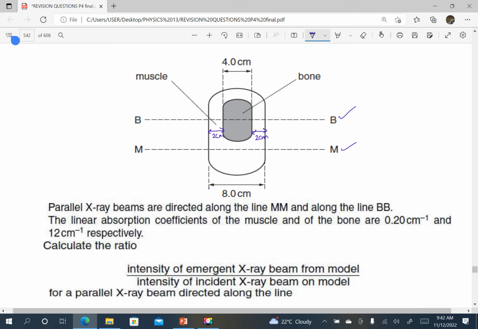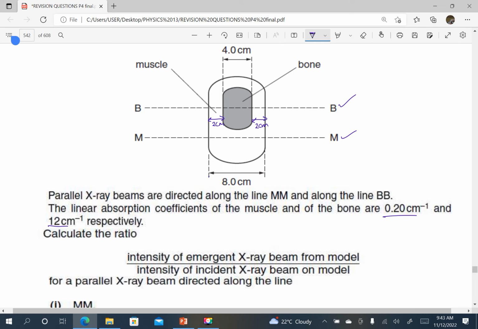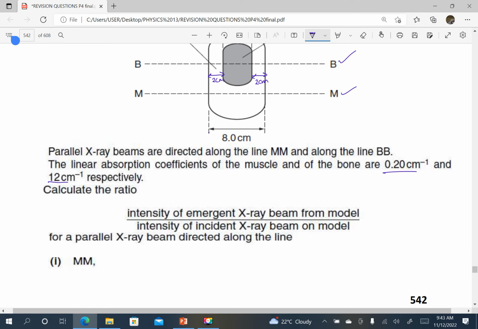Parallel X-ray beams are directed along the line MM and along the line BB. The linear absorption coefficients of the muscle and of the bone are given here: 0.2 and 12 per centimeter. Calculate the ratio of the intensity of the emergent X-ray beam from the model over the intensity of the incident X-ray beam on the model for a parallel X-ray beam directed along the line MM.